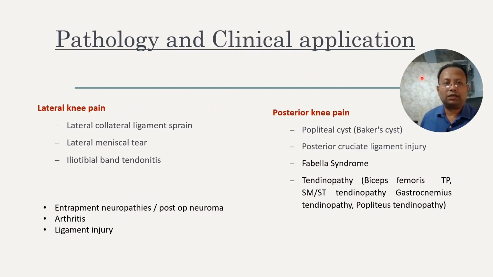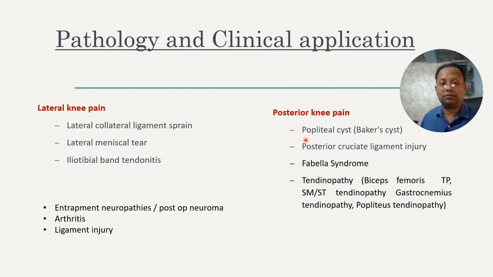So let us come to the pathology and clinical application of musculoskeletal ultrasound, posterior side ultrasound or lateral side ultrasound of the knee. Here a patient can come to you with lateral knee pain. Lateral collateral ligament sprain is one of the reasons, and lateral meniscal tear also can be the cause, and then iliotibial band tendonitis, iliotibial band tendinopathy. This is also a very important cause for lateral knee pain. Here I am talking only about superficial lateral knee pain.